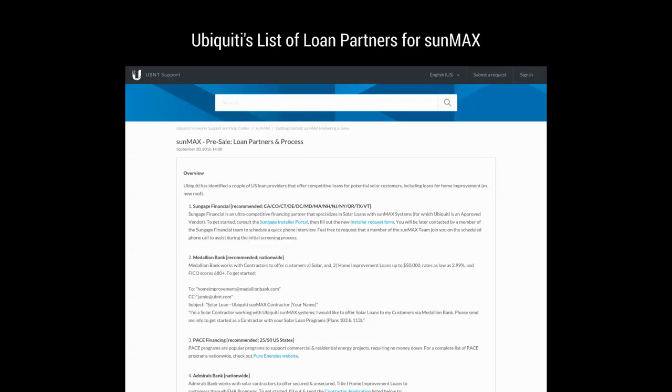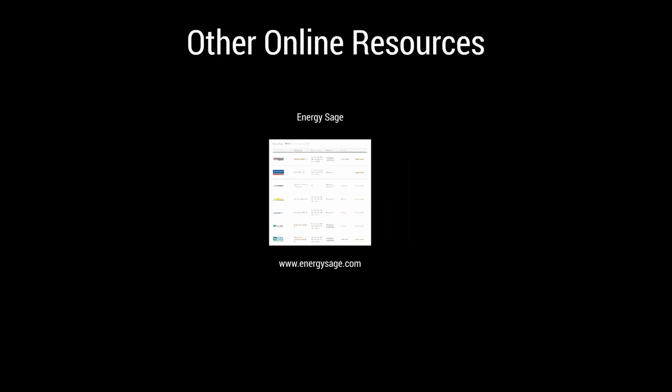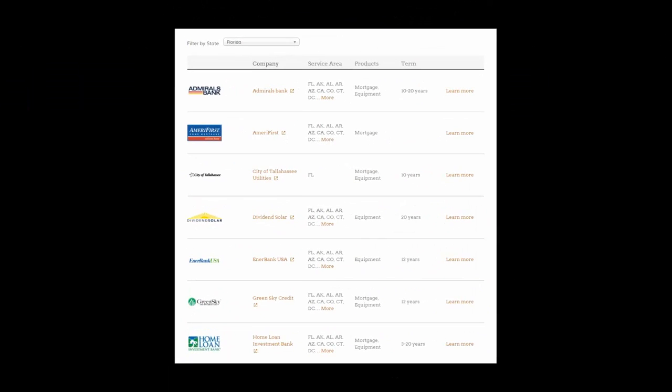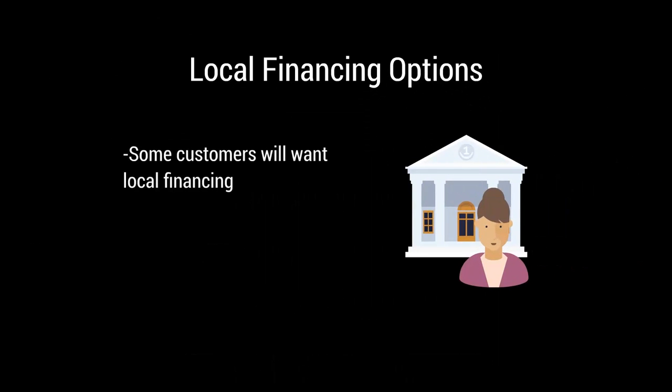Still, if you find none of these meet your customers' needs, there are plenty of third-party sites where you can search for solar financing in your region. A good example of one of these sites is EnergySage, where you can get a list with details of many of the larger financing programs available to your customers in your state. Of course, a quick Google search will turn up plenty of good results as well. While these options should be plenty for your customers to choose from, in some cases, customers will want to work with a local bank for financing.